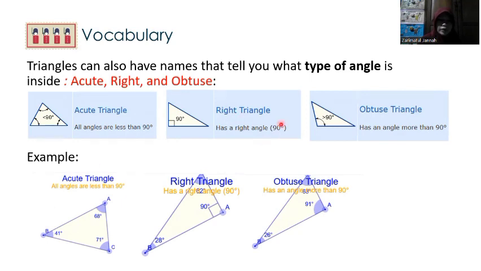Okay, next, a right triangle has a right angle, which is 90 degrees. For example, this right triangle has this angle of 90 degrees. An obtuse triangle has an angle more than 90 degrees. Okay, next vocabulary.